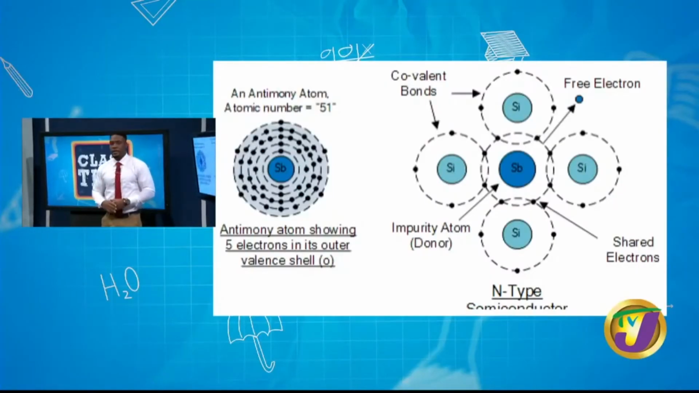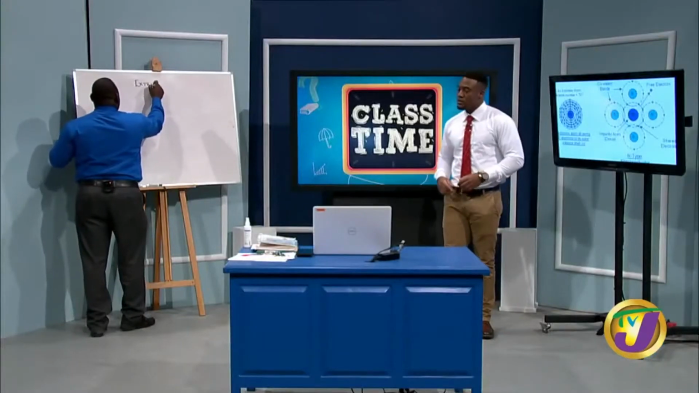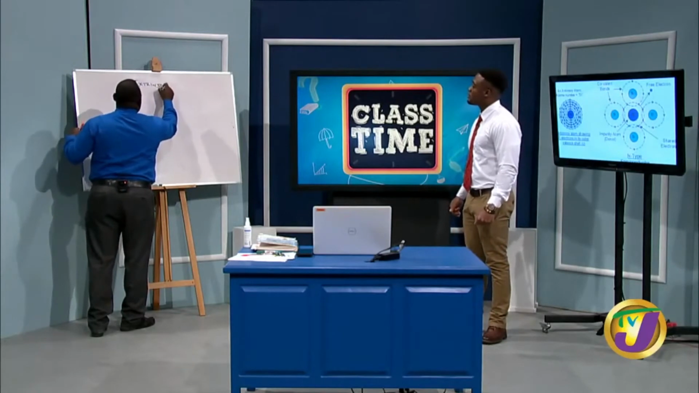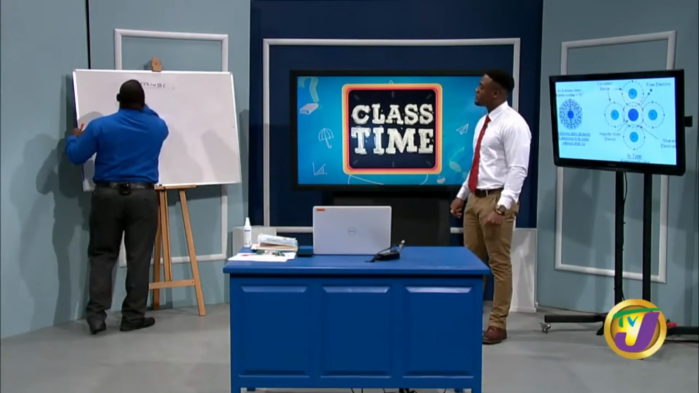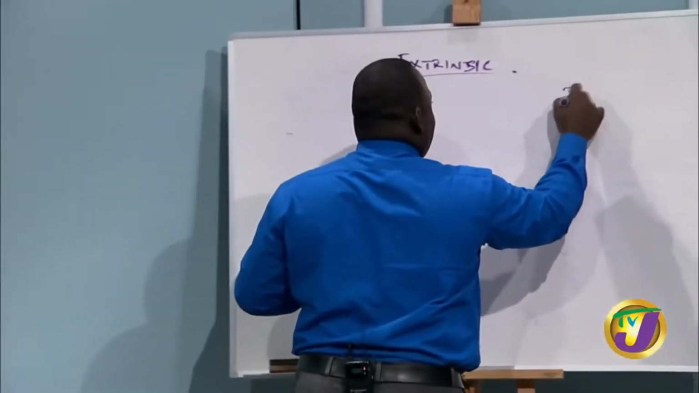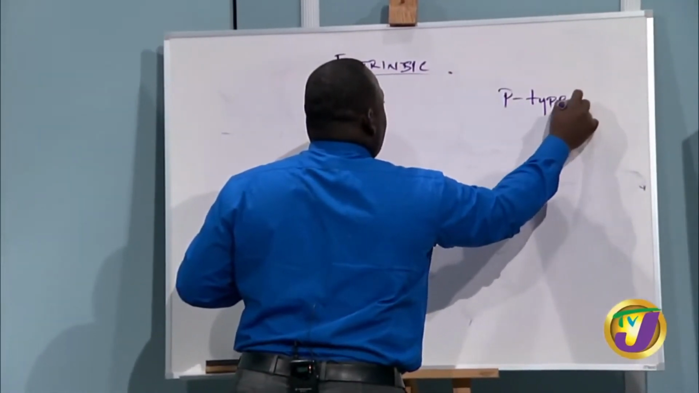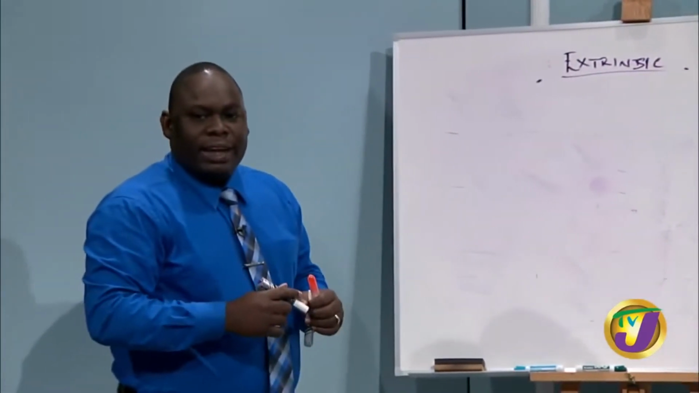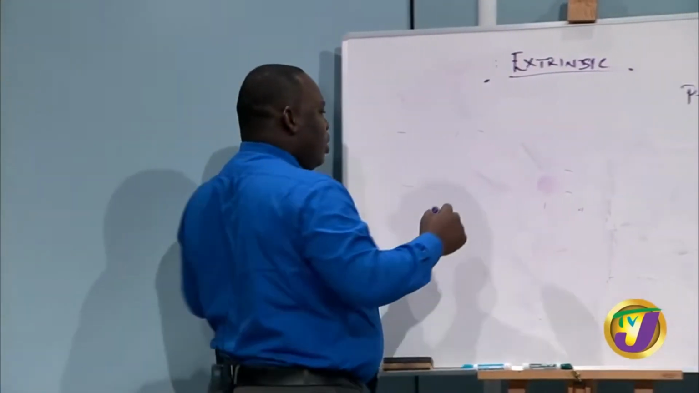Now, we'll be moving on to another method of doping with Mr. Myers, all right? So we're still at our extrinsic semiconductor, and now we're going to be focusing on our P-type. We're going to be drawing our atomic structure or crystal lattice structure for our P-type semiconductor material.